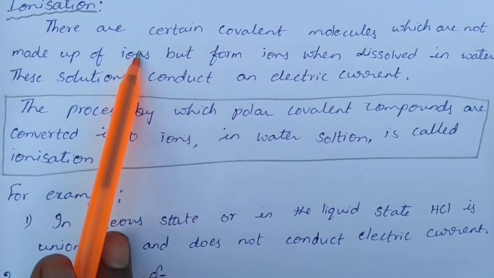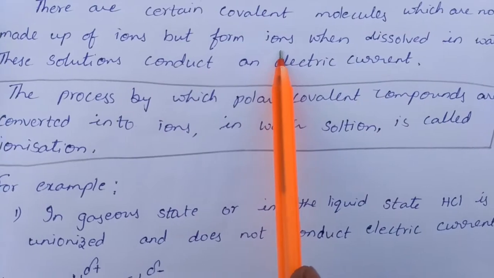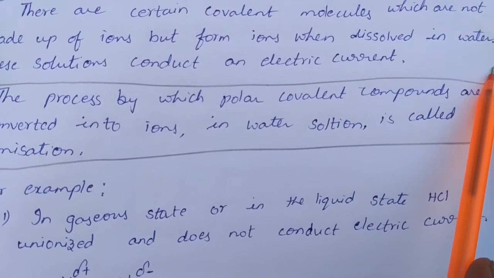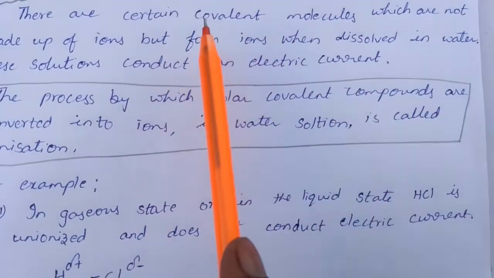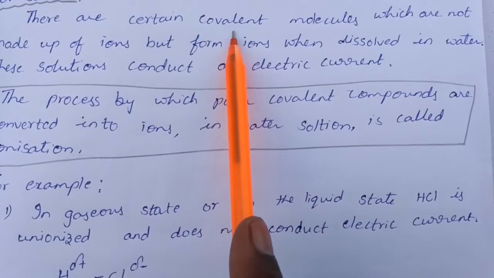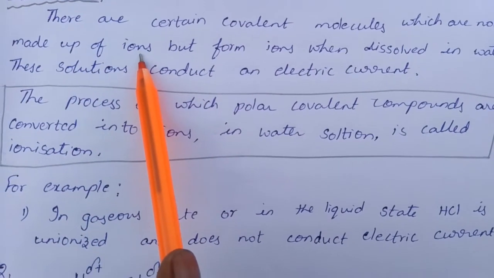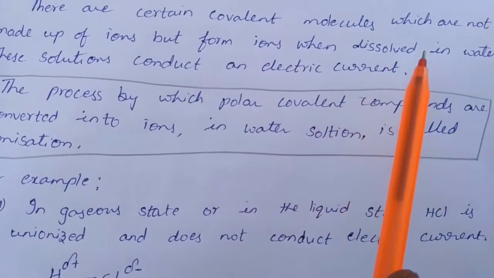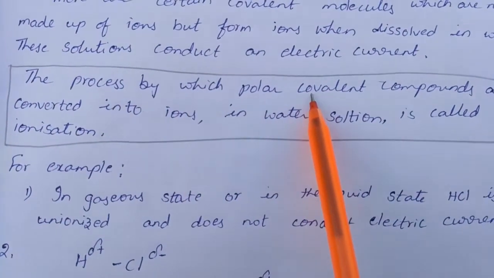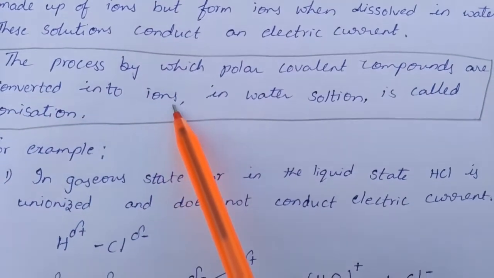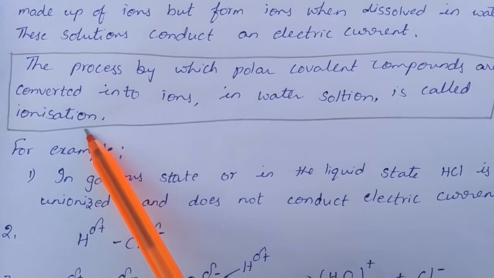Ionization. There are certain covalent molecules which are not made up of ions but form ions when dissolved in water. These solutions conduct electric current. These covalent molecules are not made up of ions but form ions when dissolved in water. This process by which polar covalent compounds are converted into ions in water solution is called ionization.